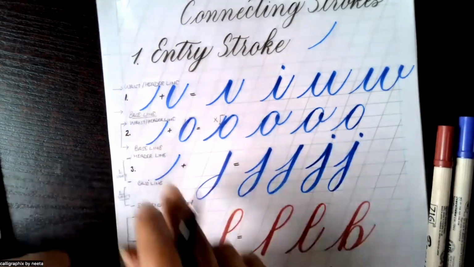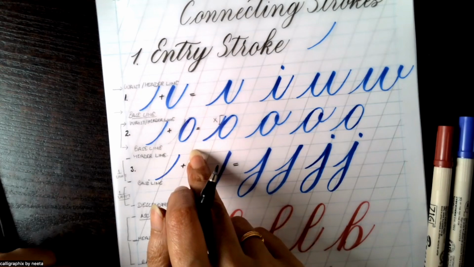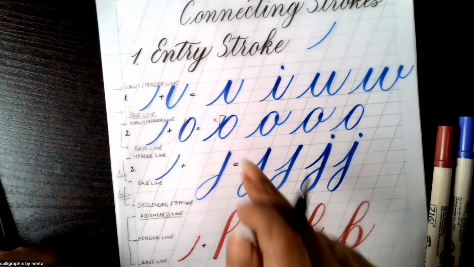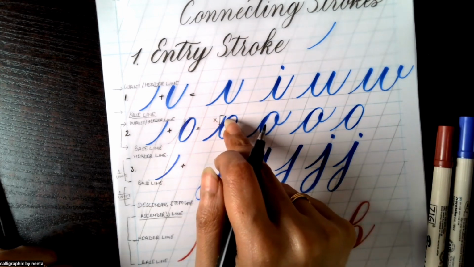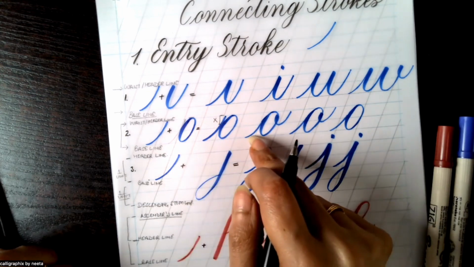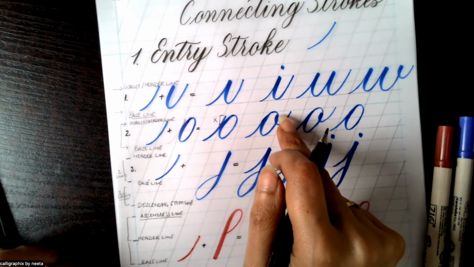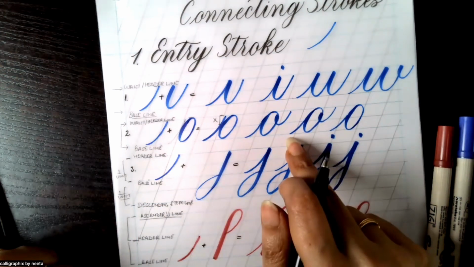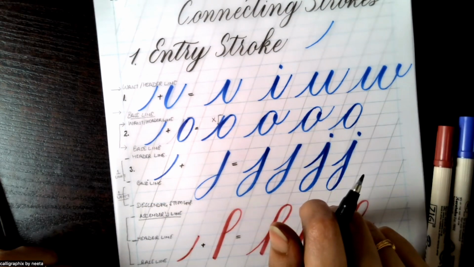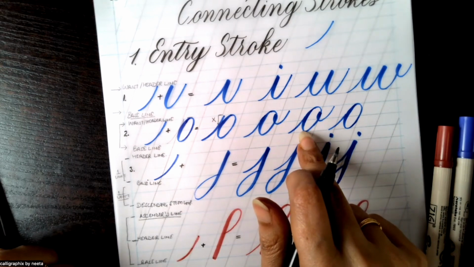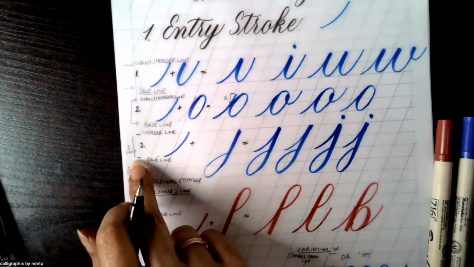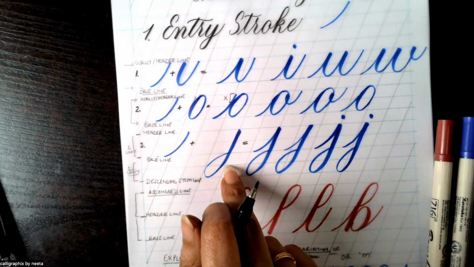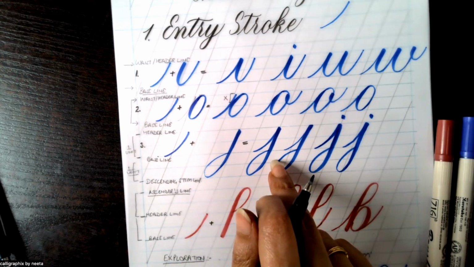The second one was that we are combining entry stroke with our ovals, and for the oval we had to cut that entry stroke into half so that it combines seamlessly with our oval to form a proper O with our entry stroke so that it looks like one complete stroke. So the third one is entry stroke with our descending stem loop. So that makes letter J.